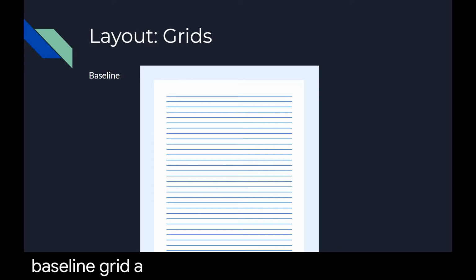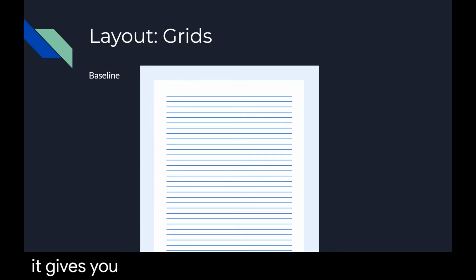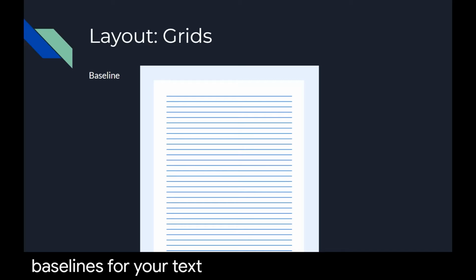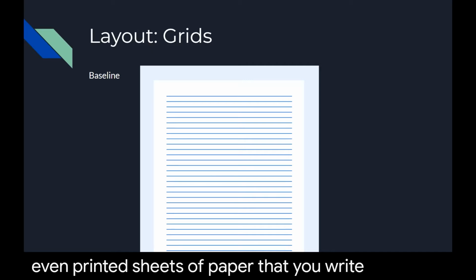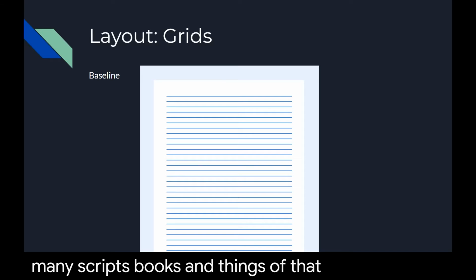A baseline grid is just ruled paper where it gives you enough lines to be able to have even baselines for your text. And so word processing and even printed sheets of paper that you write on with ruled lines are baseline grids. This is very effective for manuscripts, books, and things of that nature.